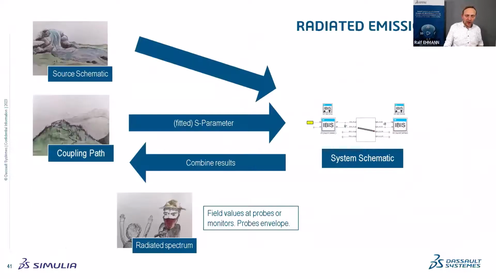So this is a way how to use the simulation for radiated emission simulation. And I have again a kind of overview. We have the source schematic, which was our IBIS models. Now, because we want to see fields, we have to go to the S parameters and use fitted S parameters for the transient simulation. And then we use this method of combined results to calculate the radiated spectrum. So we are looking at fields and not necessarily at voltages and currents. Okay, that's the radiated emission part.